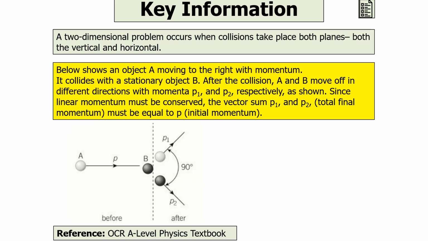So below shows an object A moving to the right with momentum. It collides with stationary object B. After the collision, A and B move off in different directions with momenta P1 and P2 respectively, as shown.